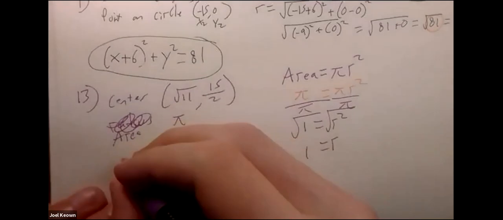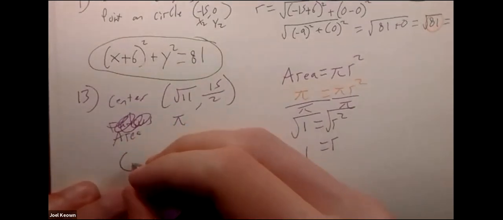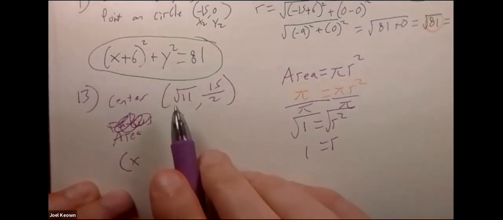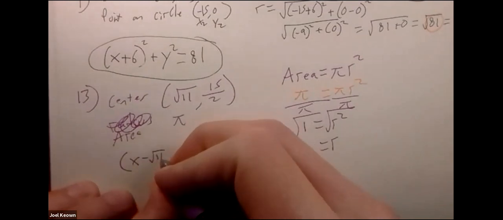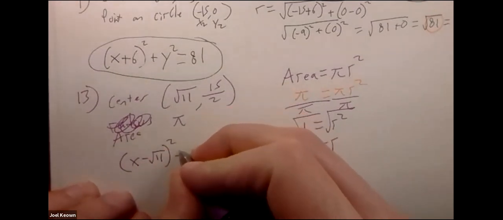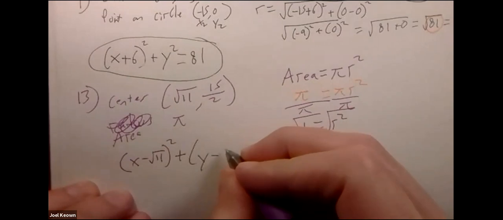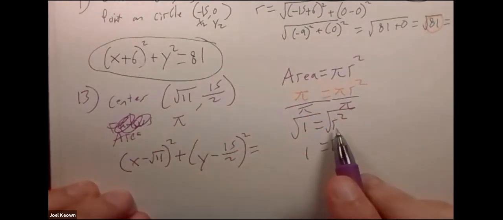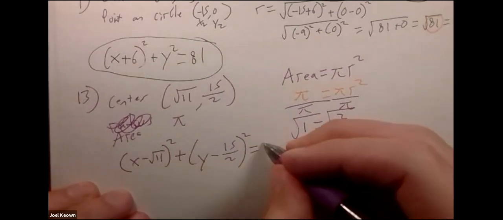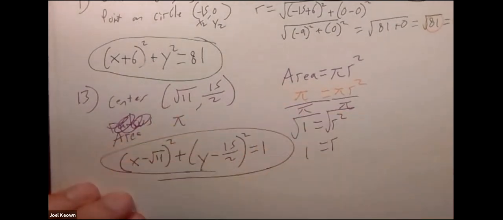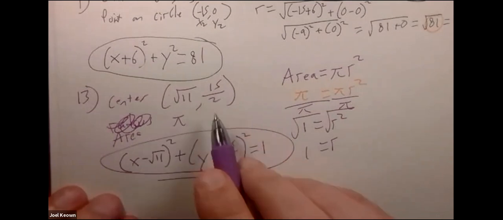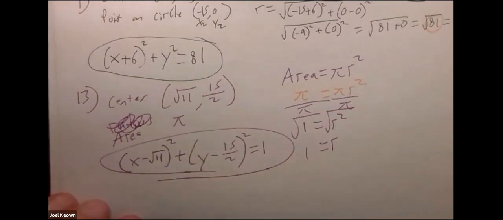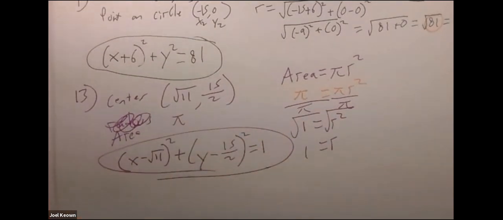So now I can plug into my equation and say, okay, I have x minus square root of 11 squared plus y minus 15 over 2 squared equals, and then r squared is 1. And I know we'll have square root of 11 and a fraction in there, and that's perfectly okay. Leave it like that.